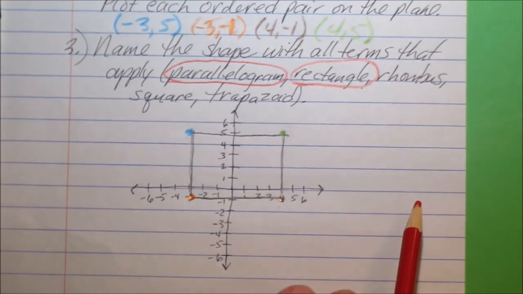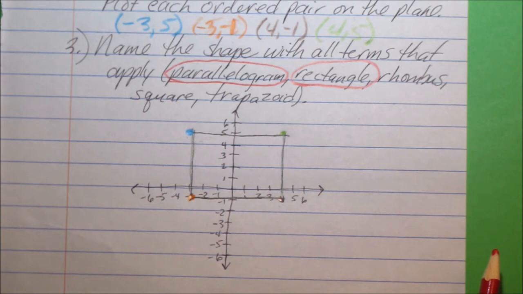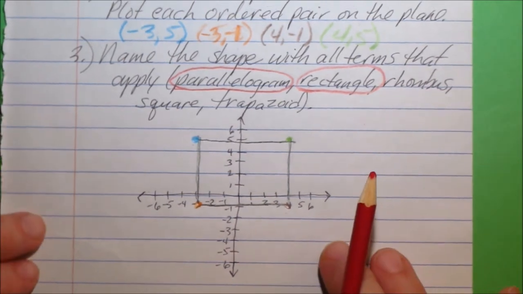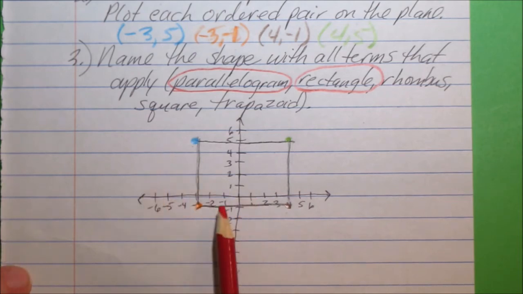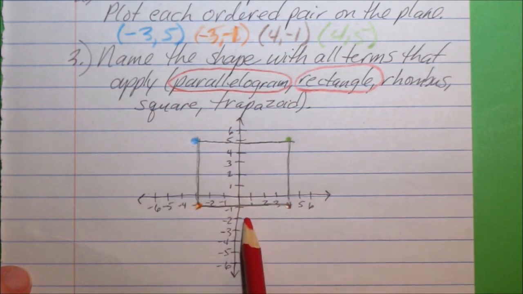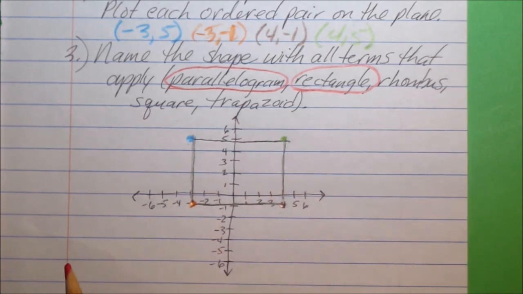A rhombus, now a rhombus has to have all equal sides. It could be any degrees, but the sides have to be equal. This side is not equal to that side, so a rhombus it would not be. A square has to have all of its sides the same length, and they are not. And a trapezoid would have to have only one pair of its lines parallel, but it has 2 pairs parallel, so it could not be a trapezoid. So parallelogram and rectangle are the 2 that would fit for this shape.